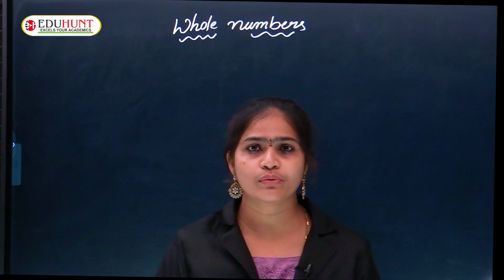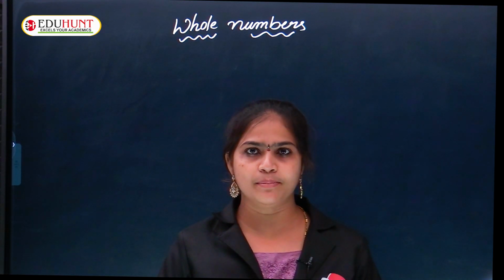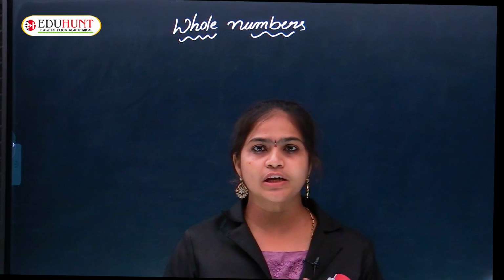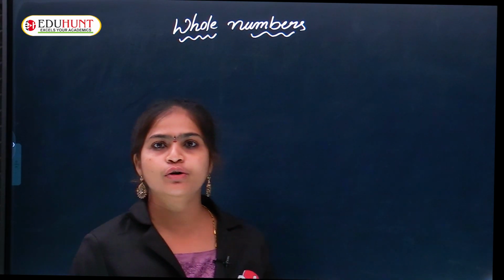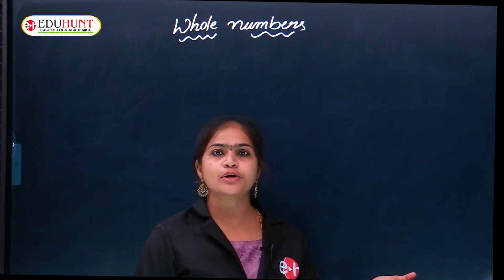Children, in the previous video what did we learn? Properties of whole numbers. In the same way we learned about two properties: closure and commutative. In this video we are going to discuss the associative property.